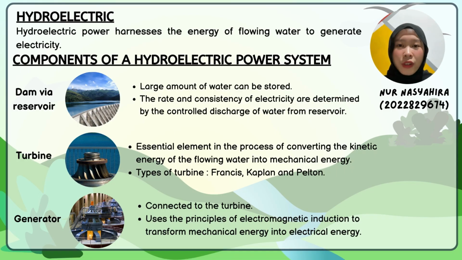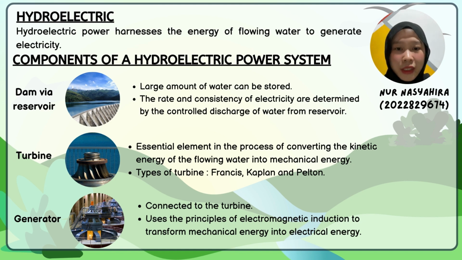Now, let's go for a deep exploration of hydroelectric. Hydroelectric power harnesses the energy of flowing water to generate electricity. The components that are needed in a hydroelectric power system are the dam and reservoir. In the reservoir, a large amount of water can be stored, and the rate and consistency of electricity are determined by the controlled discharge of water.